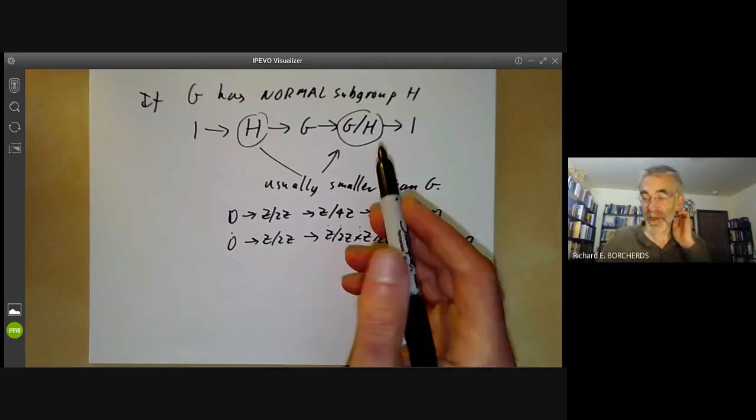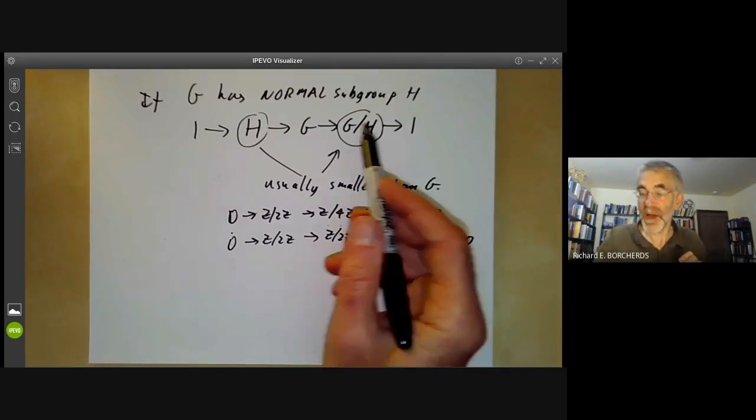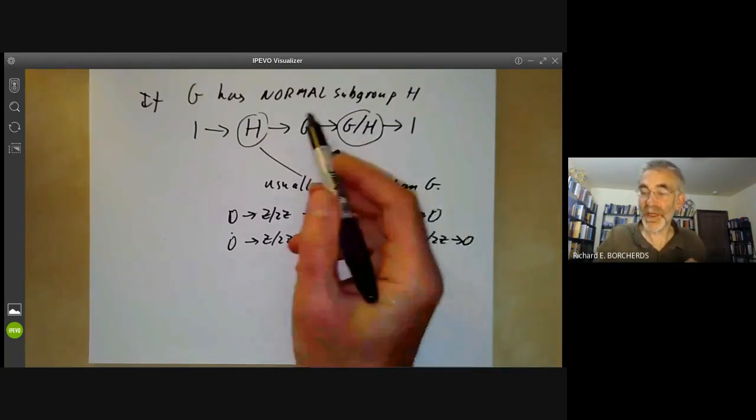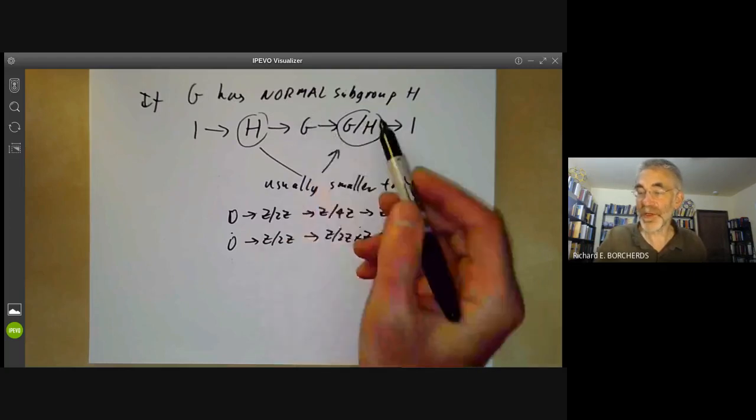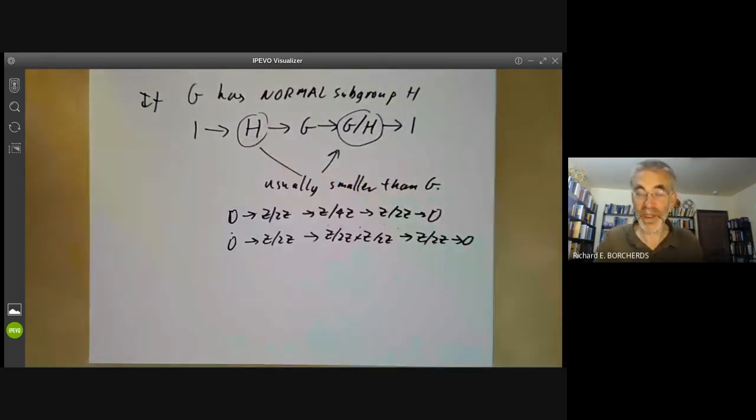So there's a complicated problem of trying to work out what possibilities there are for G, provided you know these two groups. We'll be giving an example of that in two or three lectures' time when we discuss groups of order 8. What we haven't yet done is classify the groups of order 6. So we will do that next lecture.